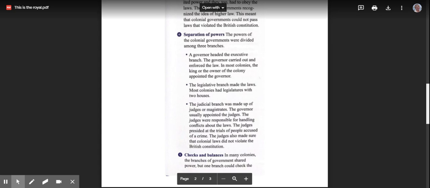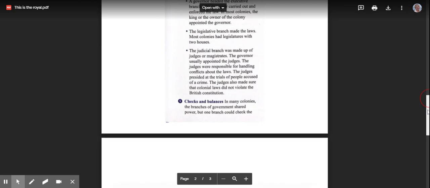Most colonies had legislatures with two houses. The judicial branch was made up of judges and magistrates. The governor usually appointed the judges. The judges were responsible for handling conflicts about the laws. The judges presided at the trials of people accused of a crime. The judges also made sure the colonial laws did not violate the British Constitution.